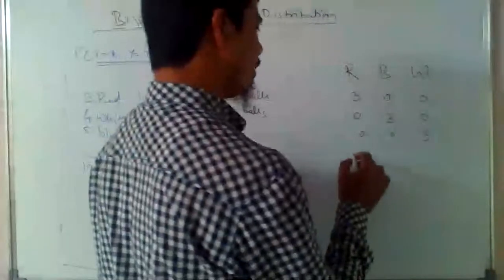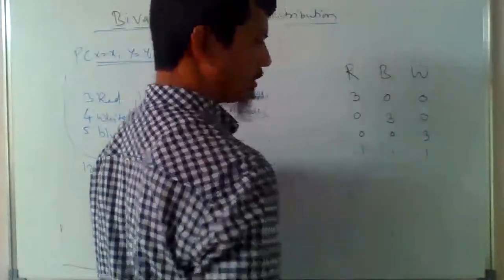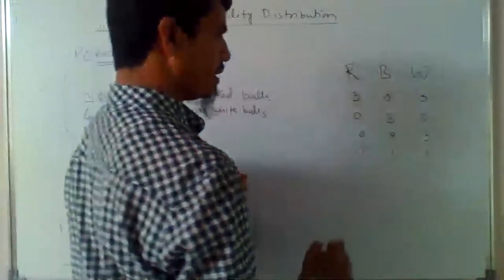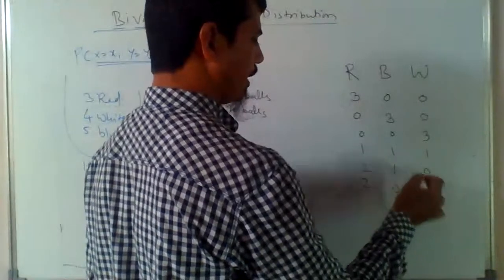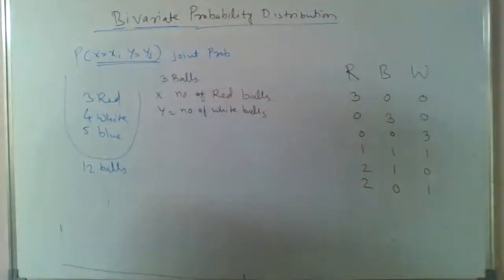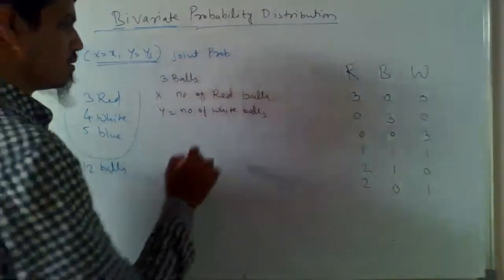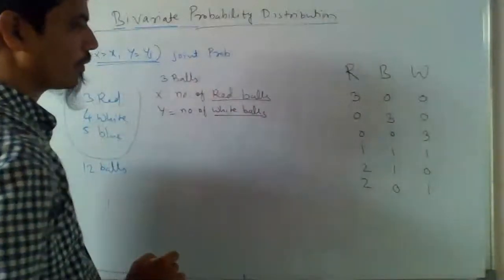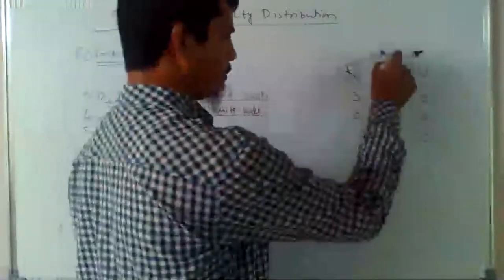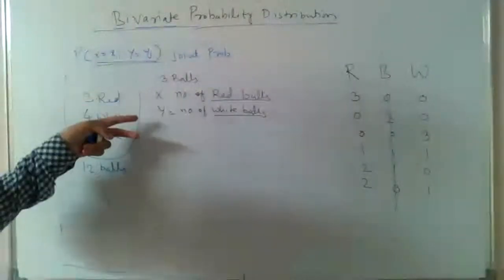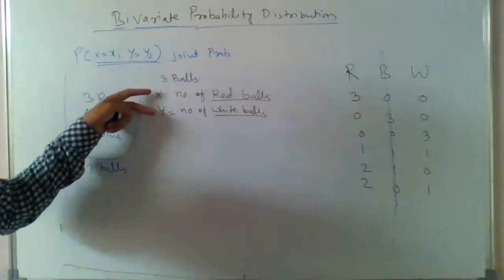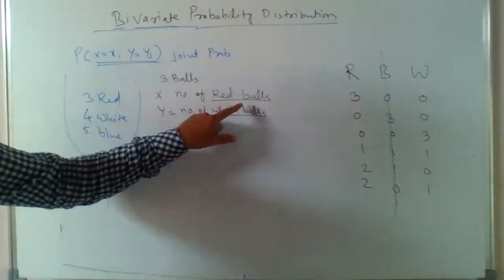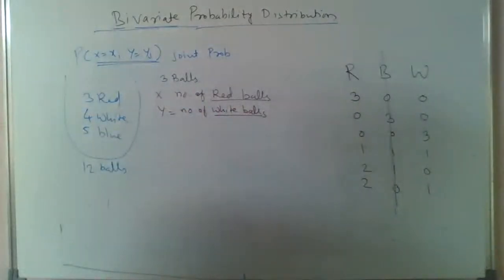Or we can select one red, one blue, and one white. Or two reds, one blue, zero white, or two reds, zero blue, one white. These are the various combinations. But since our interest is only in red and white, we have to drop the blue combination. Since our interest is to check how many balls are red and how many are white, let X denote the number of red balls and Y denote the number of white balls.